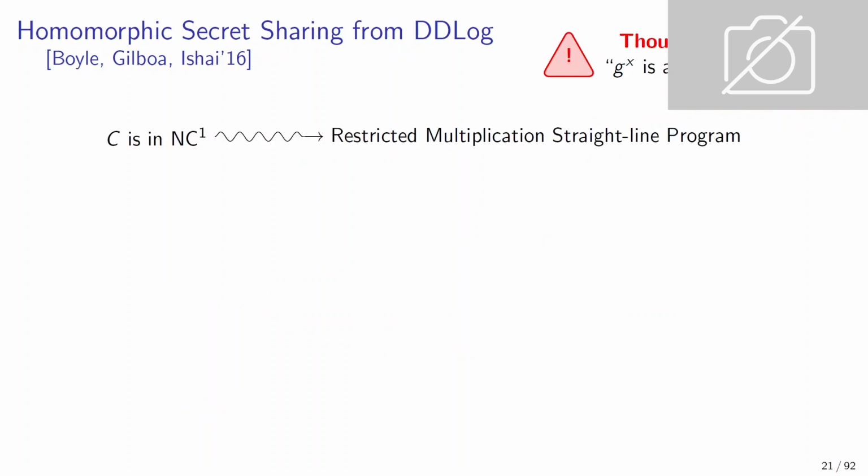How do we actually build homomorphic secret sharing? The first thing to note is that we don't have fully homomorphic secret sharing. The best results we have are for log depth circuits, so NC1. I'll ask you to trust me on this: if your circuit is a log depth circuit, then it can be expressed as what's called an RMS program, restricted multiplication straight line.